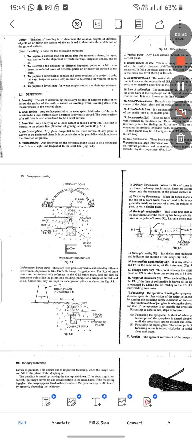Level surface is any surface parallel to the mean spheroidal surface of the earth, which is said to be a level surface. It is obviously curved. The water surface of a still lake is also considered to be a level surface. Level line is any line lying on a level surface. It is normal to the plumb line, that is, the direction of gravity.